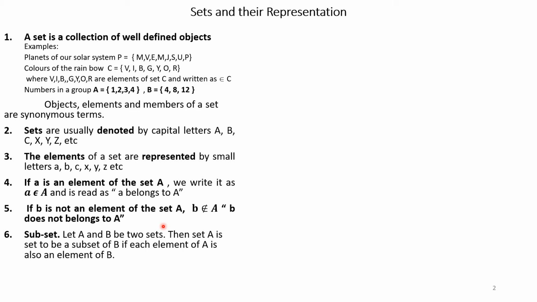Subset. We also use the term subset. Let A and B be two sets. Then set A is said to be a subset of B if each element of A is also present in set B. Symbolically, we write it as A is a subset of B, that is A, the right-facing U symbol, B.